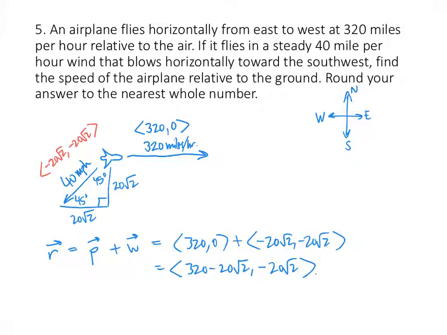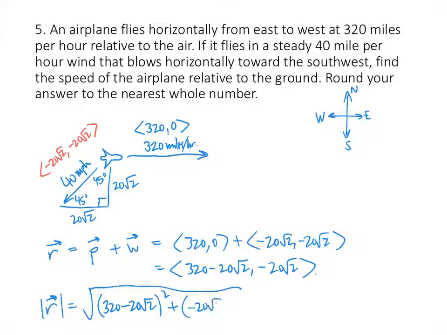So that's the vector that indicates the direction and speed of the plane, but we're being asked for the actual speed rounded to the nearest whole number, which means we need to find the magnitude of that vector, which will be the square root of (320 minus 20 radical 2) squared plus (negative 20 radical 2) squared. And when we put all that in our calculator, we end up with about 293.084. We're being asked to round to the nearest whole number, so that's going to be 293 miles per hour.